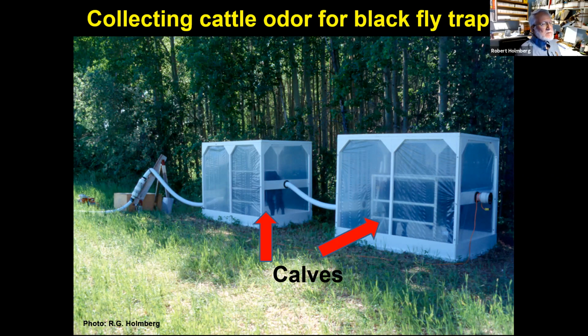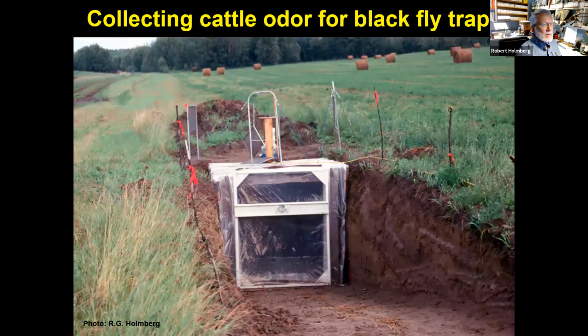And these calves are put in the shade so that they don't overheat. Another way of doing it is allowing the cattle odor to rise from an underground collection area. This was used in Africa for studying tsetse flies. This one was done in Canada for black flies.